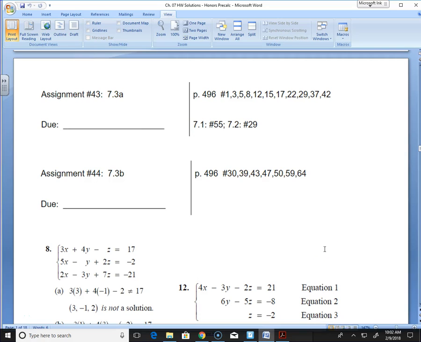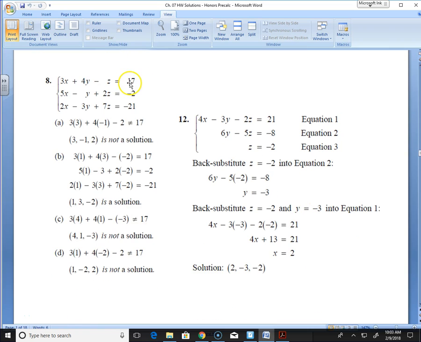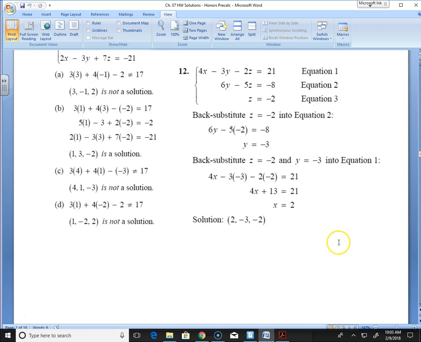Row echelon form, the nice ones, except for 37, which we already talked about. Number 8: no, yes, no, no. A is no, B is yes, C and D are no-nos. Number 12, final solution is 2, negative 3, negative 2.